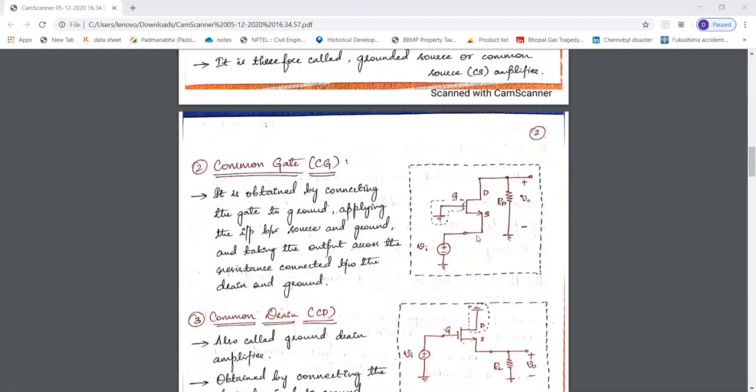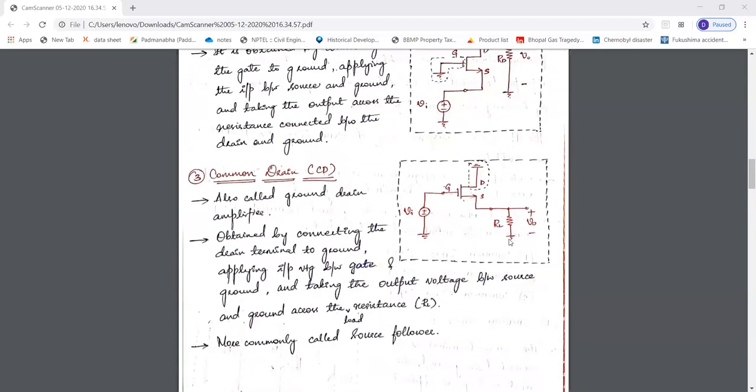And the next one is the common gate. It is obtained by connecting the gate terminal to the ground. As you can see here, this ground is common to both input as well as output. This is the input port and this is the output port. Okay. Here the input signal is connected between the source and the ground, and the output signal is obtained across the resistance that is connected between the drain and the ground.